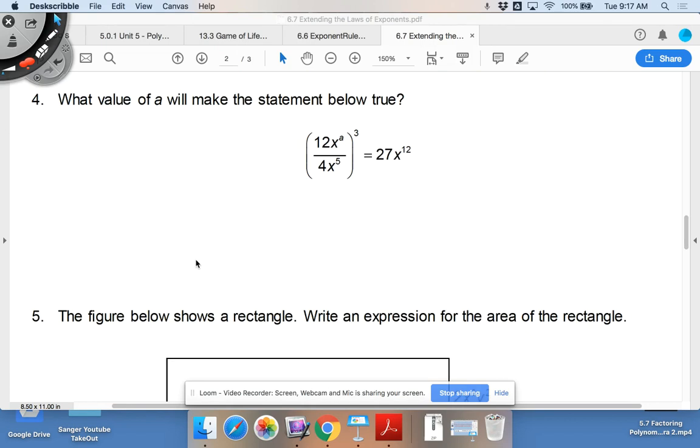Okay. So this says, what value of a will make the statement below true? So they gave us the final answer. They did not give us this exponent right there. To be really honest with you, do any of the numbers actually matter to us? We know the final answer would be 27, and you could do it. What's 12 to the third power? So type in your calculator 12 to the third power.